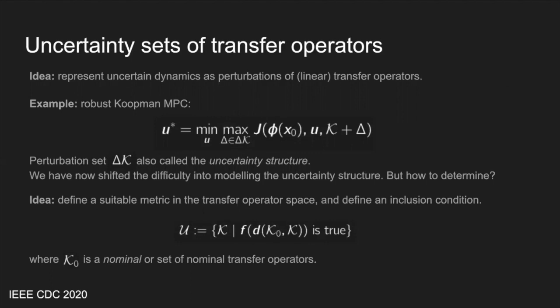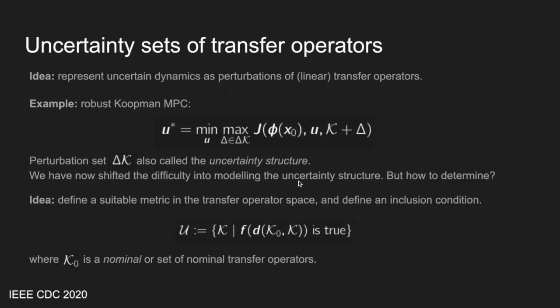To give an example of how this might be used, consider the standard Koopman model predictive control problem, now with a robust formulation, where we try to minimize the worst case cost over some horizon and perturbations of the linear operator k. So we basically shift the difficulty of generating this uncertainty set from arbitrary perturbations of nonlinear functions to this perturbation set delta, which are essentially additive perturbations to the transfer operator.